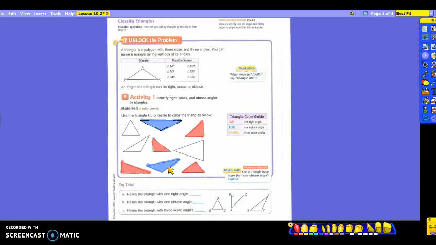Mine isn't showing the lines very well. Yours is probably going to be easier with a pencil than mine is with this line.